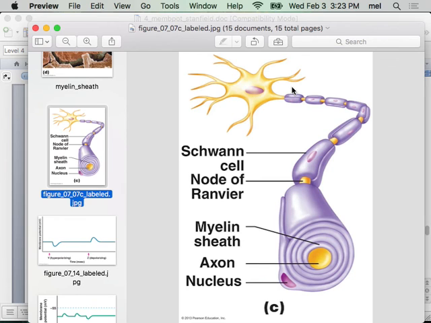Now, fascinatingly, this is way faster than an unmyelinated axon. Apparently, a few big dominoes are faster than a whole bunch of little ones. But this can also bring in, have you guys ever heard of disorders that demyelinate axons?